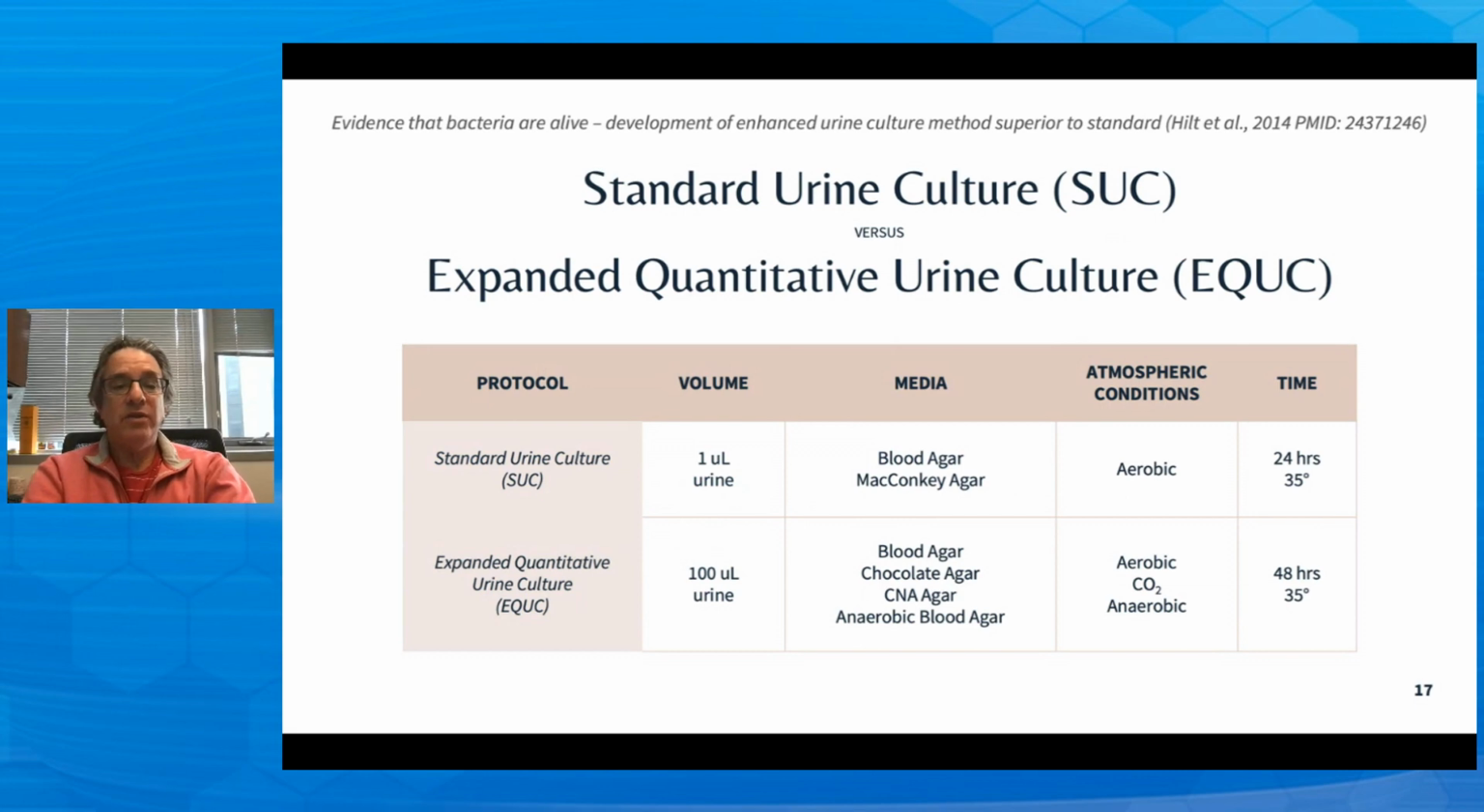All right. So SUC is 1 microliter of urine, put on a blood agar plate and a MacConkey agar plate, put under aerobic or ambient conditions, and grown for about 24 hours at 35 or 37 degrees. For EQUC, we use 100 times more volume, multiple different growth media, multiple different atmospheric conditions, and we let it go for twice as long, 48 hours.